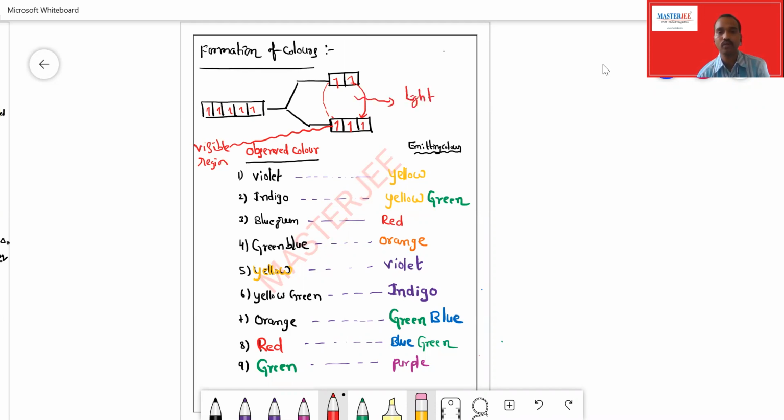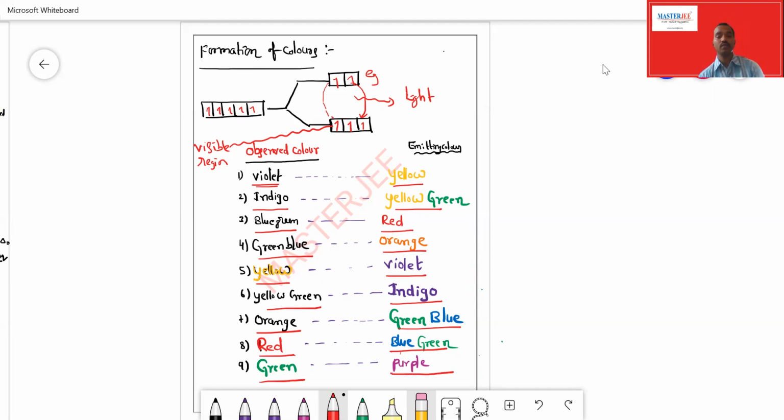Different light colors. For example, if this electron absorbs violet color to excite into the highest level, then while coming to the ground state it releases yellow color. This is the complementary color. Indigo, if absorbed, releases yellow green. Blue green, if absorbed, releases red. Green blue releases orange. Yellow releases violet. Yellow green releases indigo. Orange releases green blue. Red releases blue green. Green releases purple.